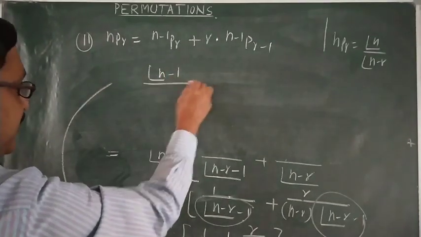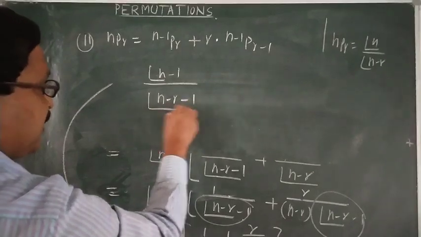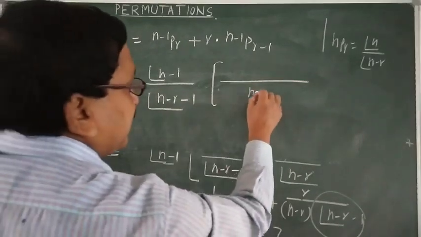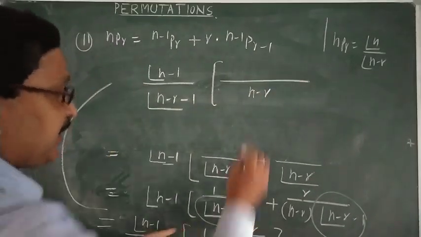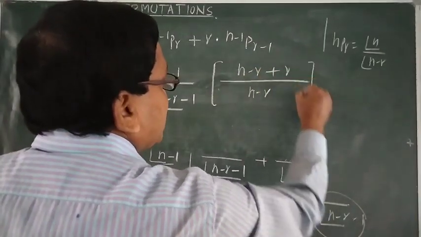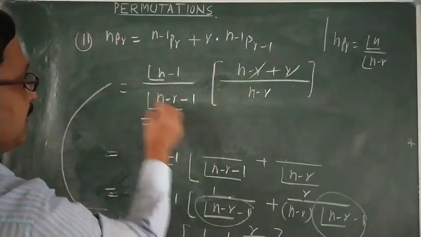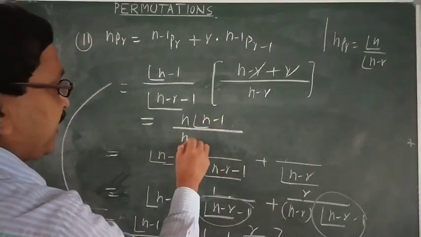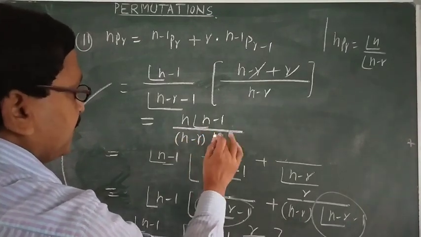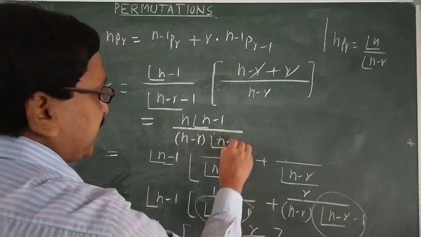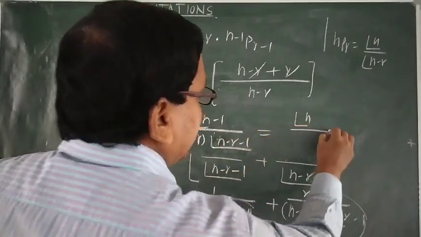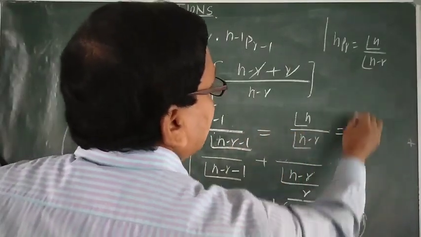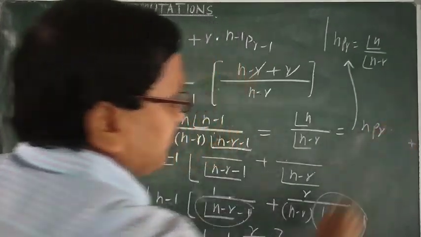Factorial n minus 1 by factorial n minus r minus 1, multiplied. The LCM is n minus r, and after that n minus r plus r. So r are cancelled. So we are getting n times factorial n minus 1 upon factorial n minus r. This is factorial n, and this is factorial n minus r. We know that this is nPr. So our proof is complete.